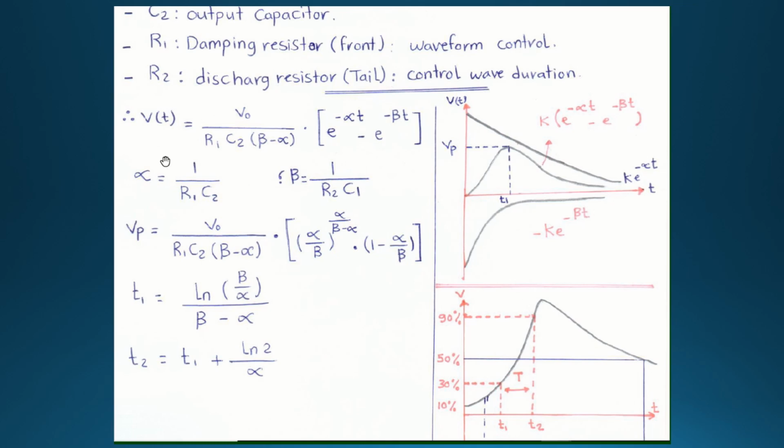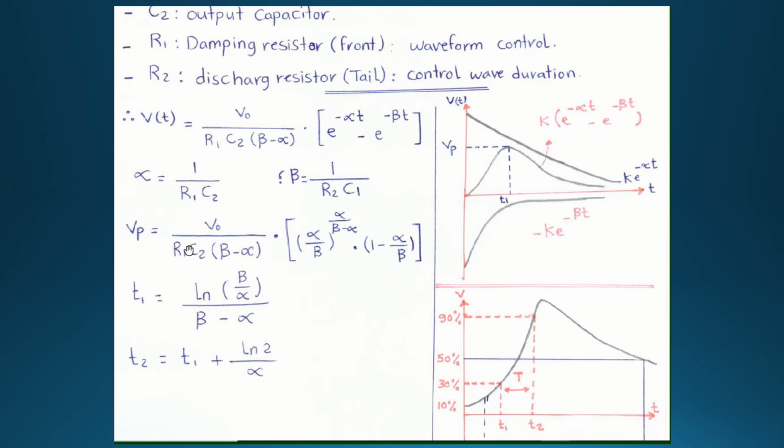Okay, so the formula for alpha. How can we find alpha? Alpha will be equal to 1 divided by R1 into C2. And beta will be 1 divided by R2 into C1.